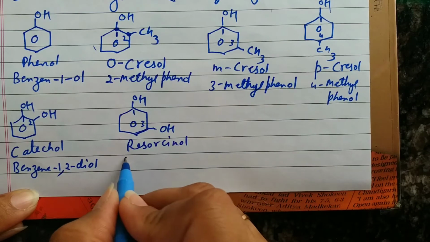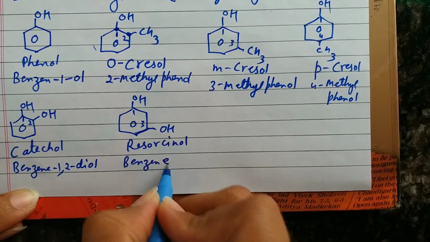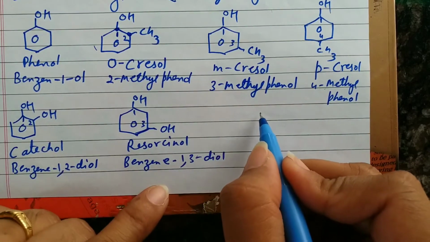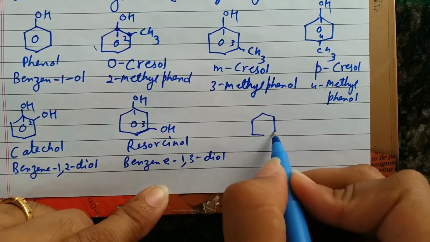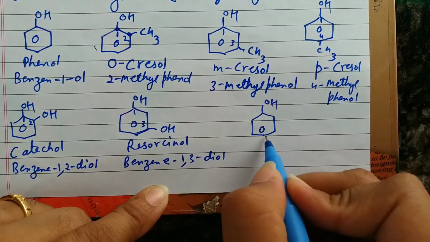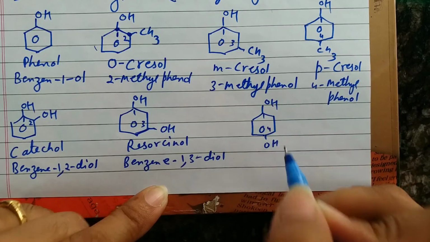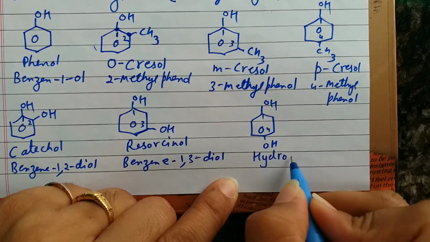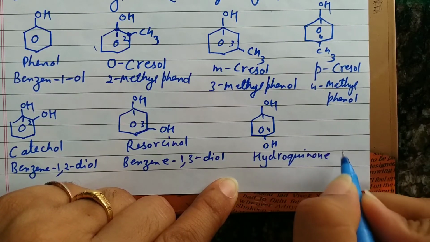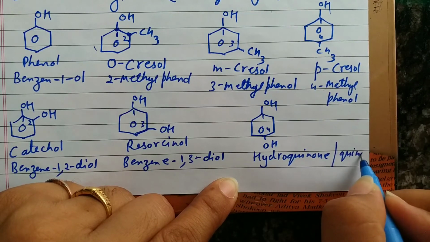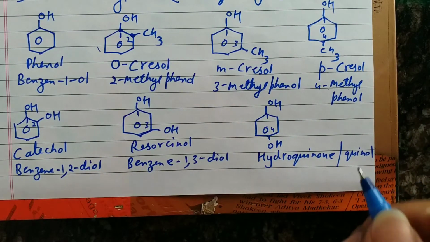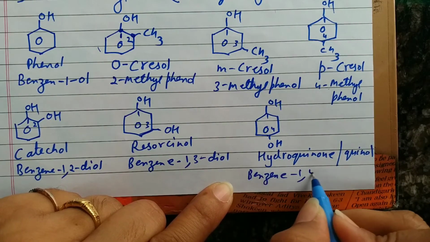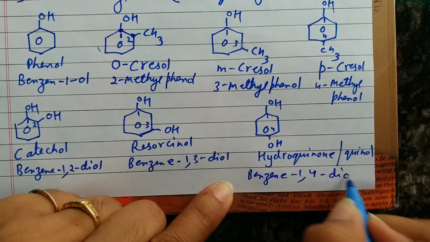And the IUPAC name of resorcinol, you can probably think of it now. It will be benzene 1,3 diol. And one more isomer of this compound is when the two OH groups are present like this at 1,4 positioning. In the common system, this compound is known as hydroquinone. It's called hydroquinone or simply quinol, and the IUPAC name of this compound is benzene 1,4 diol.